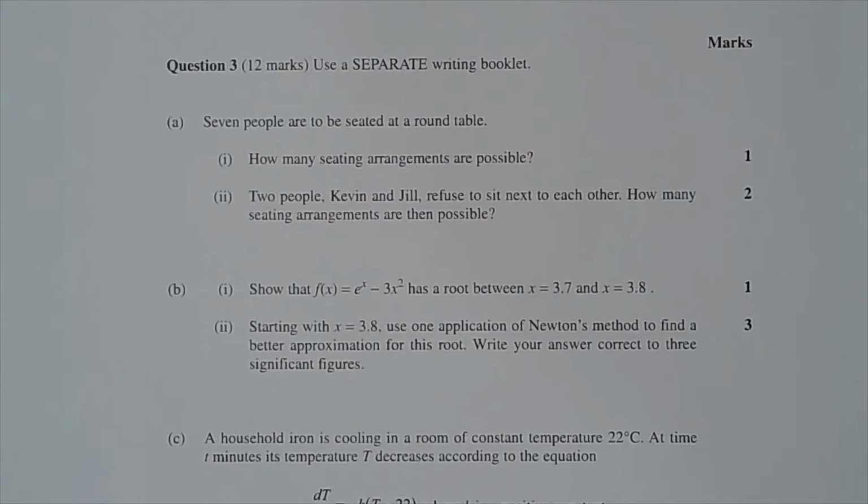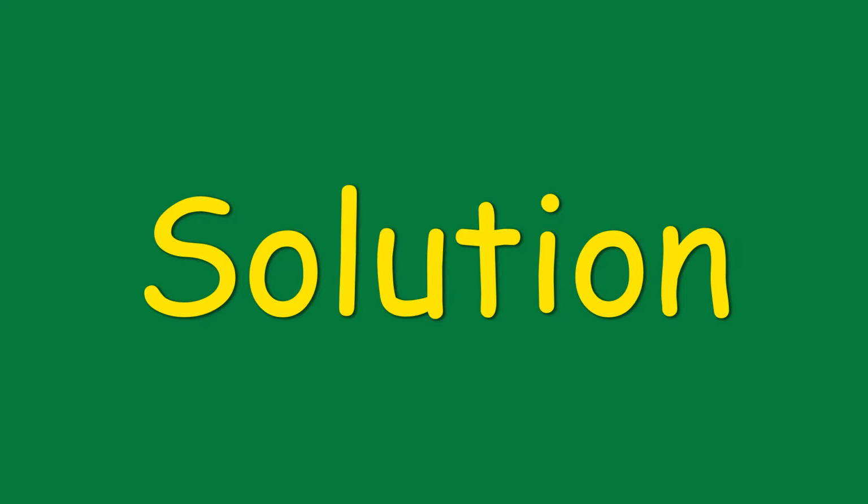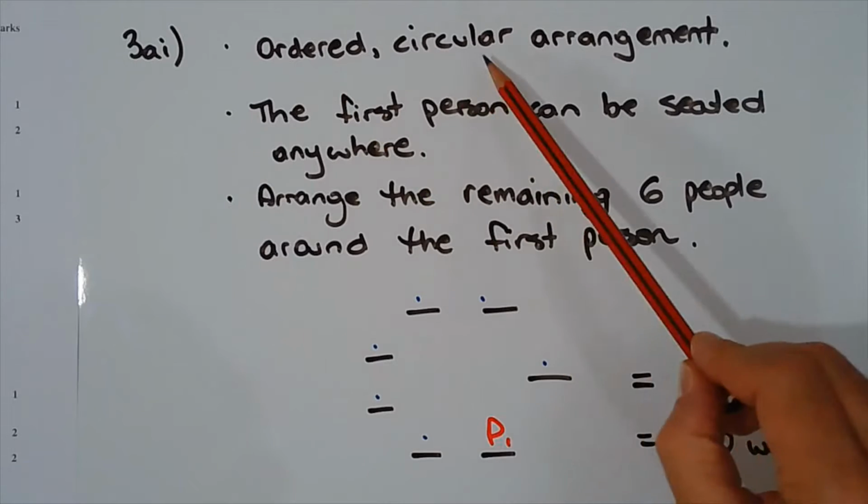Question 3a. 7 people are to be seated at a round table. Part 1. How many seating arrangements are possible? This is an ordered circular arrangement.